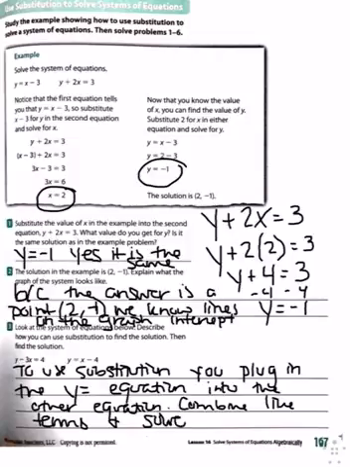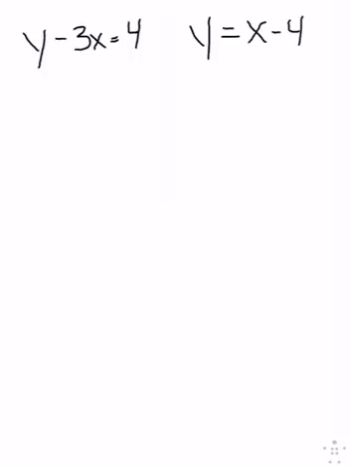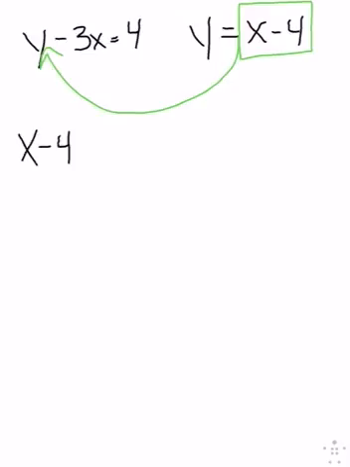Now, in order to use the substitution, I'm going to pull up a blank page so that way you can follow my work. Remembering that our equations are y minus 3x equals 4 and y equals x minus 4. So we start off by taking the y equals equation and we plug it into any place that we see a y. So in this case, it's going to be x minus 4, and then minus 3x equals 4.